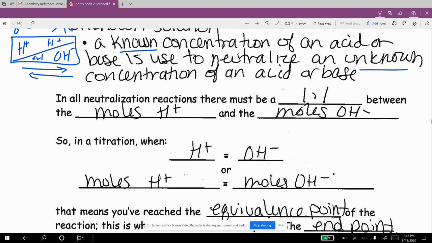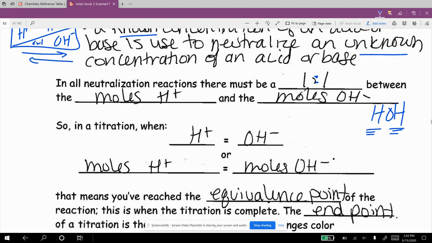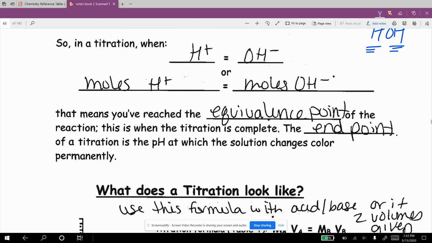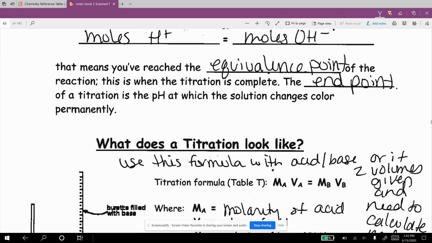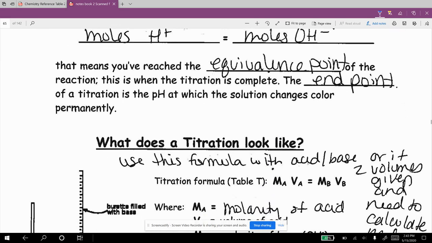In a neutralization, there must be a 1-to-1 ratio between the moles of H+ and the moles of OH-, right? Water is HOH. Water is neutral because there's an equal amount of moles of H+ to moles of OH-. There's an equal amount of positive charge to negative charge. So the moles of H+ equals the moles of OH-. That is what neutral means. Neutral does not mean water. Water is neutral because of that equal H and OH.